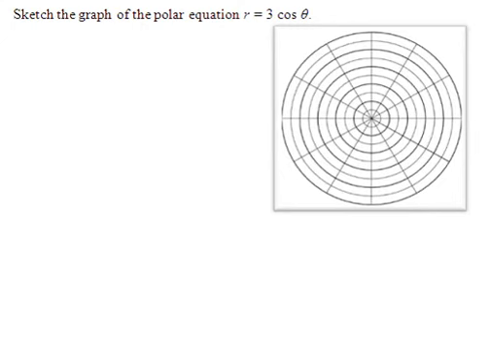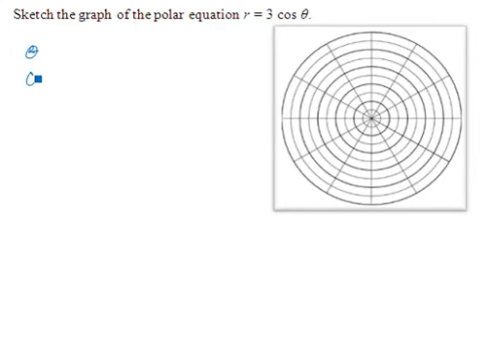Sketch the graph of the polar equation r equals 3 times the cosine of theta. What we're going to do is make a table of values as a starting point. We can work algebraically with this equation as well and see what it looks like in Cartesian form. But let's first make a table of values.